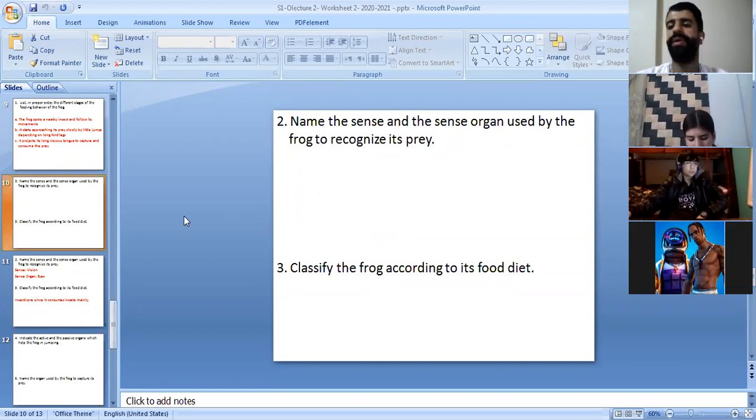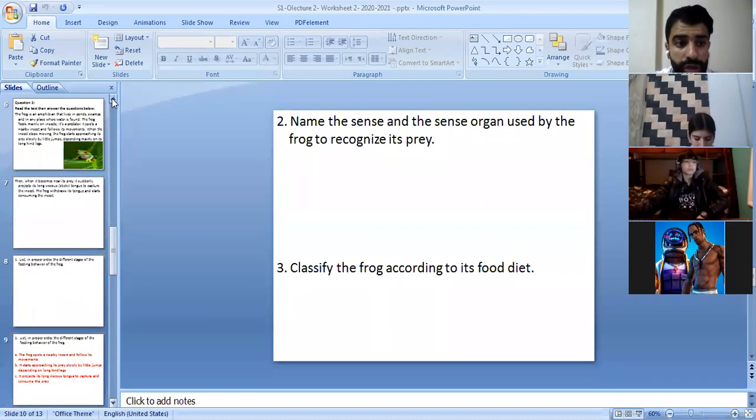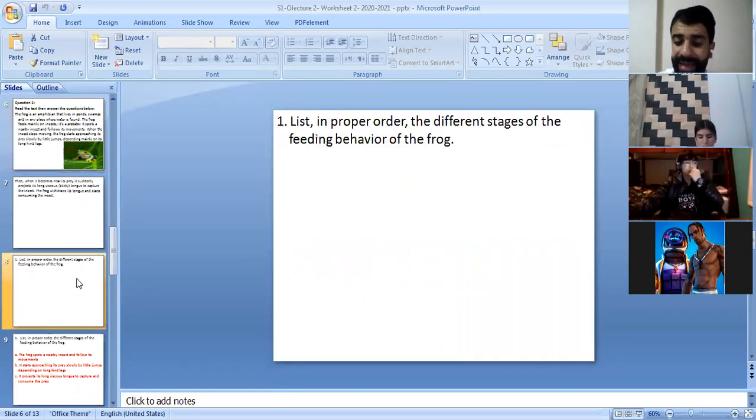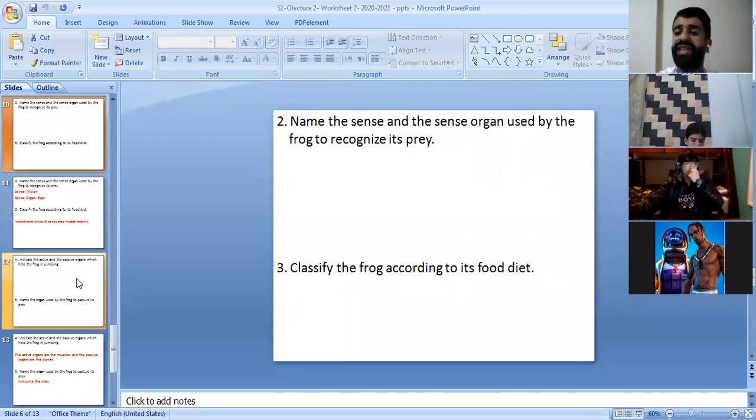Classify. Pay attention here, please. Classify the frog according to its food diet. So the food diet is herbivore, carnivore, omnivore, or maybe insectivore. In the text, they said that it consumes mainly insects. The frog feeds mainly on insects. So it's an insectivore. But they said classify.